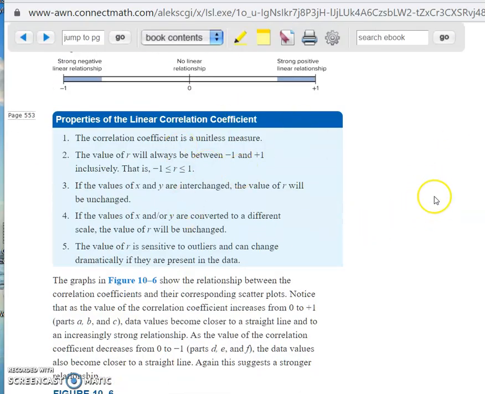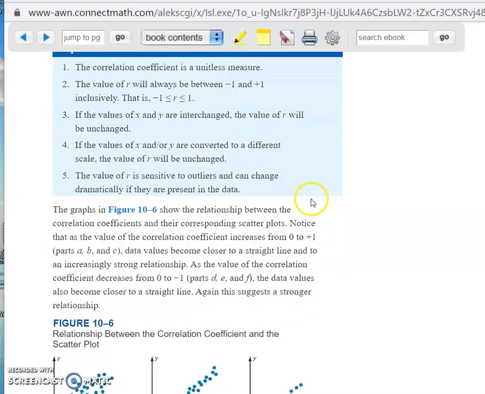So here's some properties about it. It's a unitless measurement. In other words, we're not talking about feet or degrees or square yards or anything of that sort. There's no units that are associated with it. And as I mentioned before, it's between -1 and 1, okay? All right. If you switch the X and the Y, the value of R will be unchanged. You'll see some examples there in a little bit, I think.